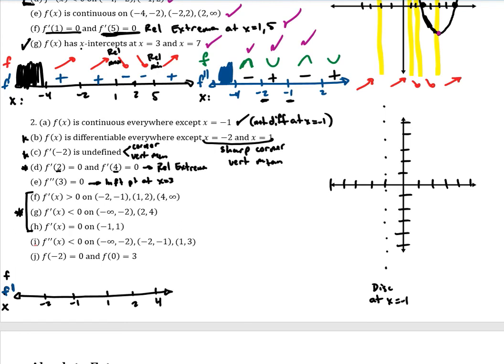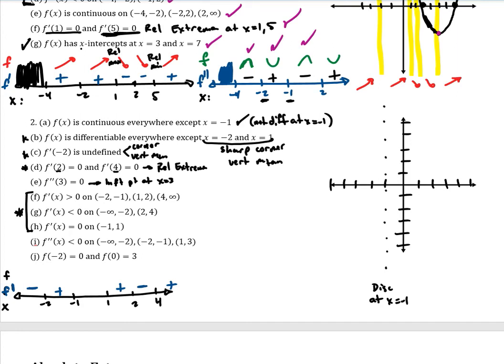So in the interval from -2 to -1, our f prime is positive. From 1 to 2, it's positive. And then from 4 to infinity, it's positive. Then it says f prime of x is less than 0, so that means it's negative on this interval, -infinity to -2. So I have a negative there. And then from 2 to 4, that's also a negative.